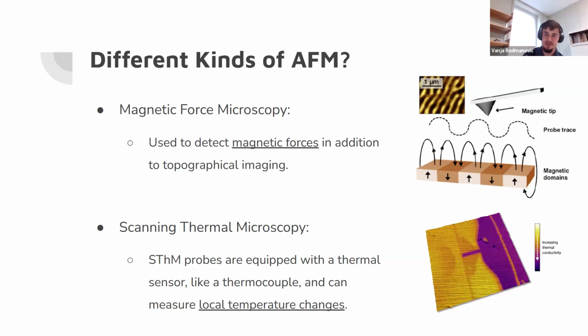The first time they just use a regular tip to go through the topography of the sample. And the second time they use a magnetized tip in order to see the different magnetic forces that are on the sample that they're interested in measuring.